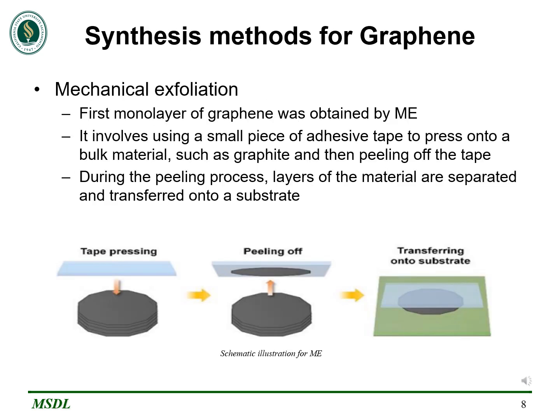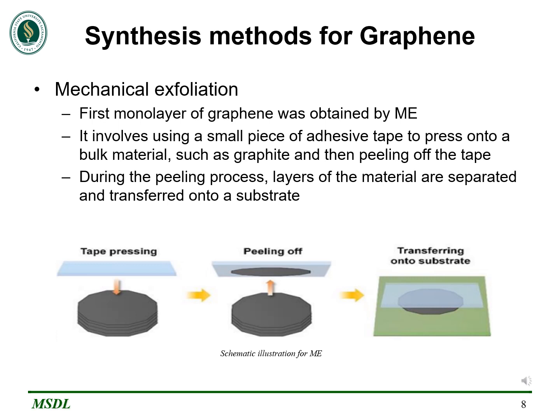Let's move on to some of the synthesis methods used for graphene. Mechanical exfoliation. The first monolayer of graphene was obtained by this method. The technique involves using a small piece of adhesive tape to press onto a bulk material, such as graphite, and then peeling off the tape.